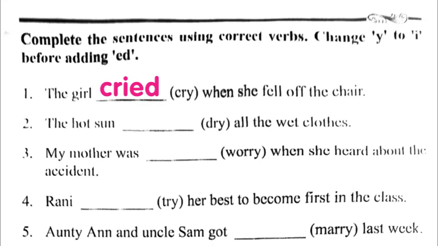Okay children, there are 8 sentences there. You can see in each sentence there is a word in the bracket. You have to change that into past tense. Before you change it into past tense, remember you have to cut the y, and instead of y you have to write i, and then you add ed.